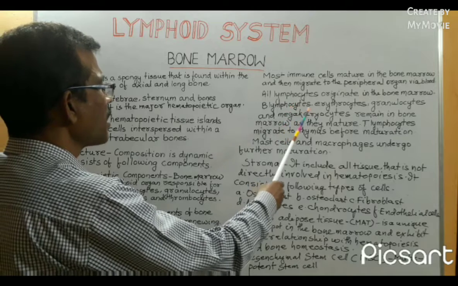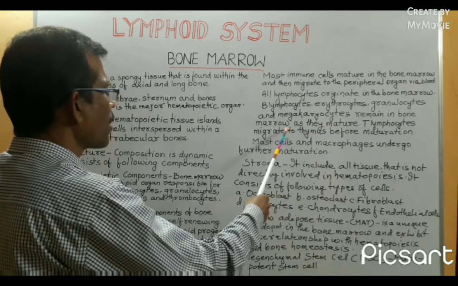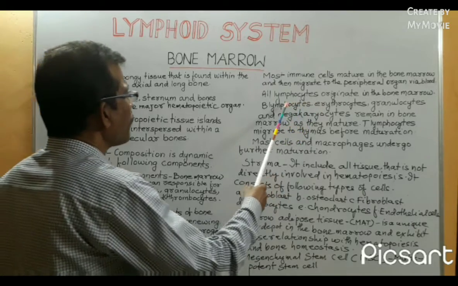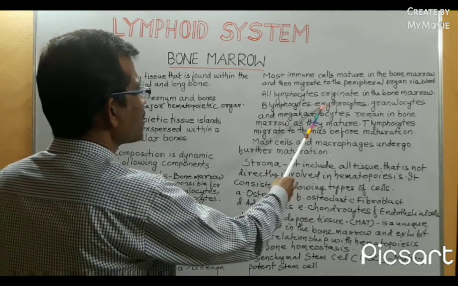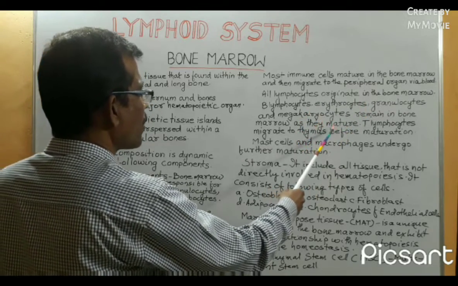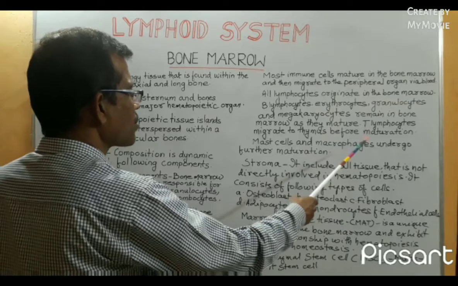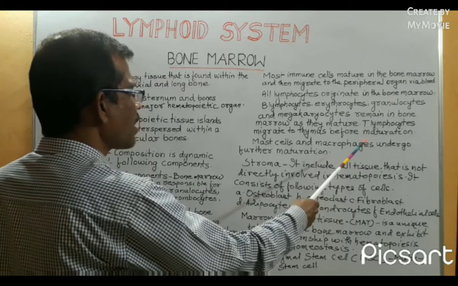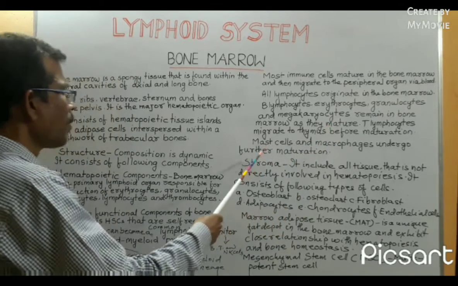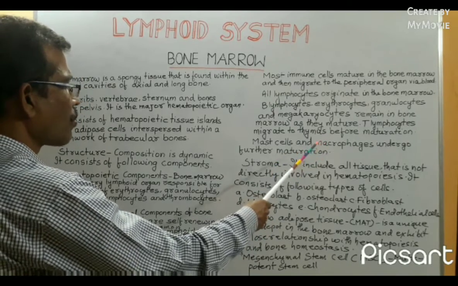B lymphocytes, erythrocytes, granulocytes and megakaryocytes, they remain in bone marrow as they mature. It means B lymphocytes, erythrocytes, granulocytes and megakaryocytes undergo maturation in the bone marrow, whereas T lymphocytes migrate to thymus before maturation. It means the T lymphocytes undergo maturation in the thymus. Next is mast cells and macrophages, they undergo further maturation outside the bone marrow.